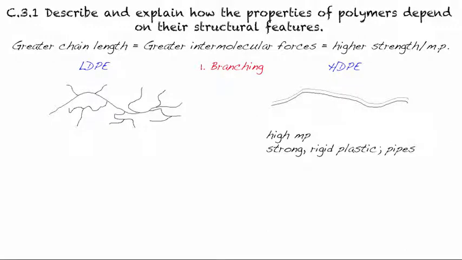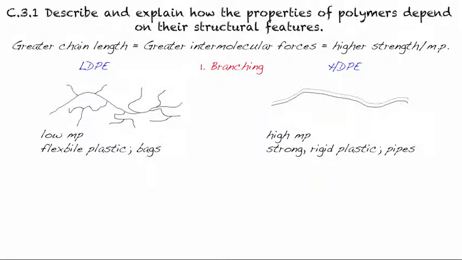So what happens is, in the HDPE, we're going to have a high melting point because we'll have stronger van der Waals. This can be strong, rigid plastic. And so therefore, a lot of our HDPE is found in our piping. Over here, the LDPE, this is like our plastic bags. You know that those melt at low temperatures. And so they're very flexible because they don't have those strong forces.